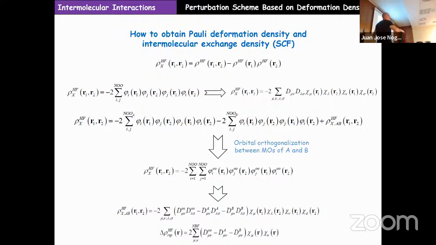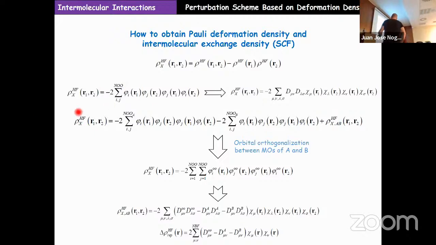So I'm going to go fast with this because maybe I should explain it in more detail. I don't know how much you have seen about density matrices and these kinds of things. Well, if I transform this basis into the atomic orbital basis of the basis set, you can express the exchange density using the one electron density matrices in the atomic orbital basis. This is an exact expression.